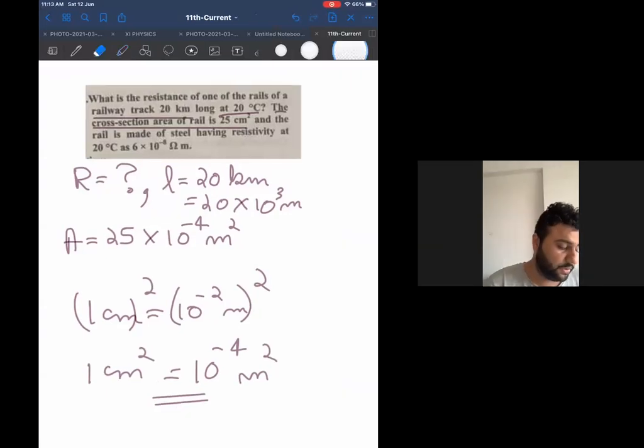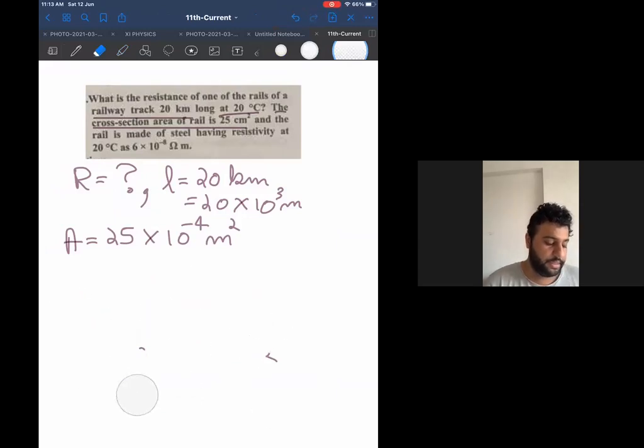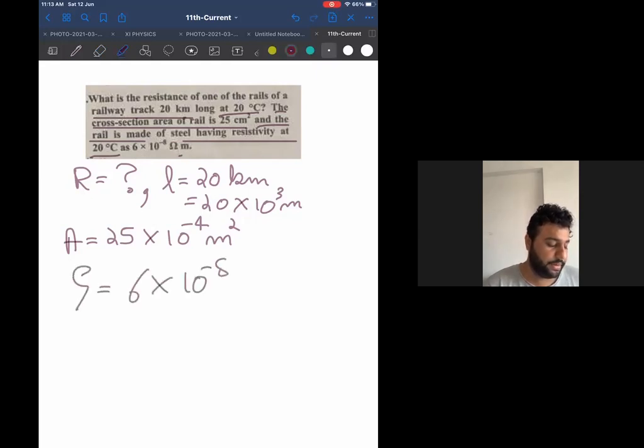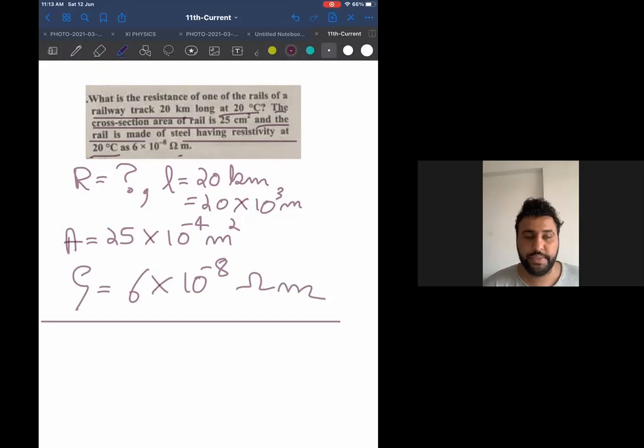This is the data which is given. Area is 25 centimeters square, therefore, area is 25 into 10 power minus 4 meter square. And the rail is made of steel having resistivity of 6 into 10 power minus 8 ohm meter. So I think all the data is given. You have to find R. Now start and tell me what you think is the value for R.